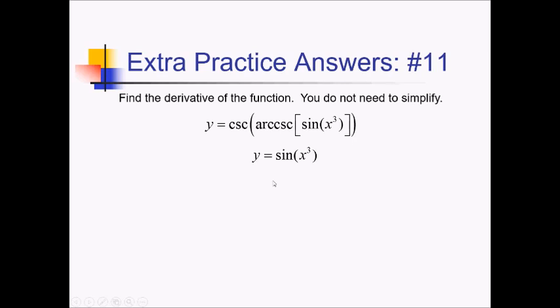So outer function is sine of something. That derivative is cosine of something, cosine of x cubed. But now we multiply by the derivative of x cubed, which is 3x squared.